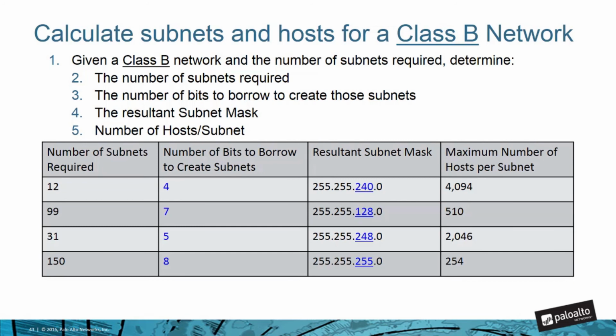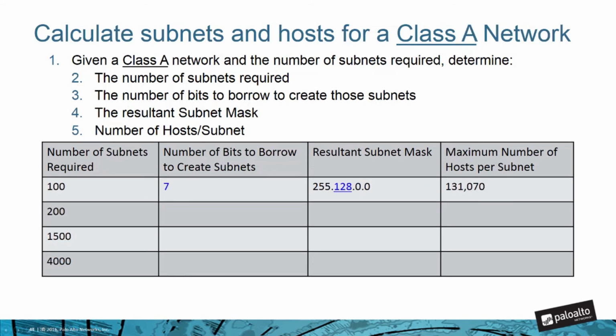And if you look at the rest of these, again, mathematically, it's just a matter of figuring out how many subnets you need, how many bits you need to borrow in order to create that number, the resultant subnet mask from having that many bits changed in a row in that particular octet, and the resultant number of hosts per subnet as a result of that.